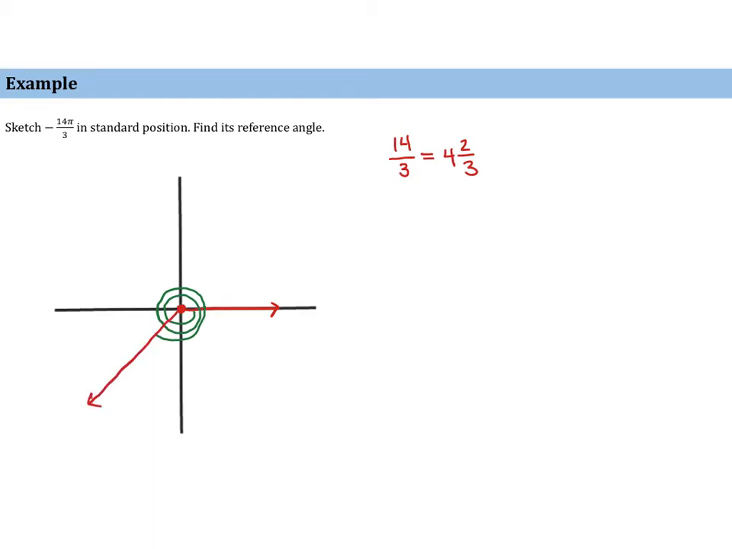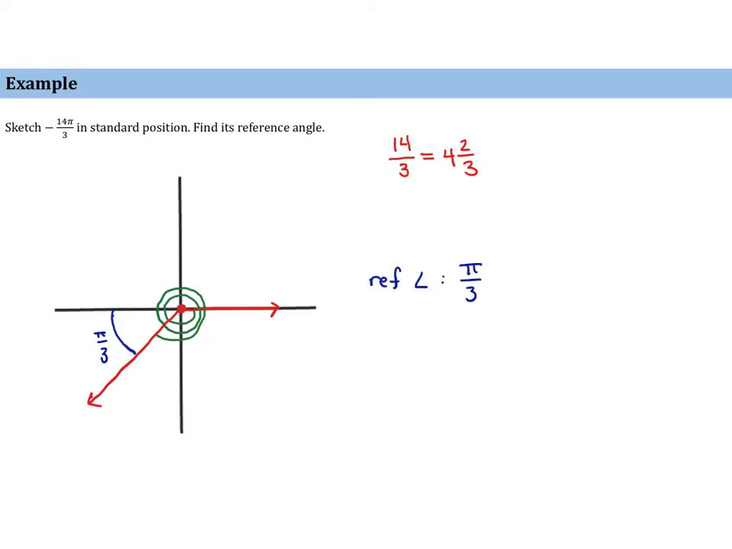So what is our reference angle? Our reference angle is this portion, and the measure of that acute angle is how much more do I need to obtain another pi? This is 4 2/3, so I would need another third of a pi. So the reference angle is pi over 3.